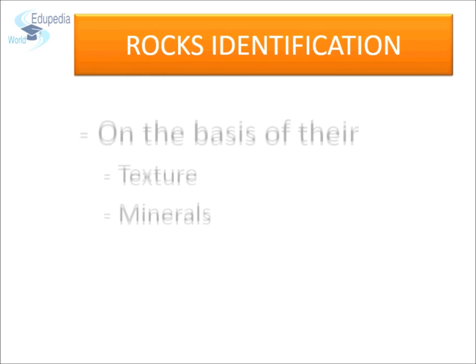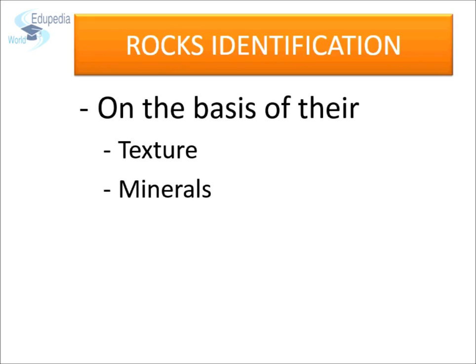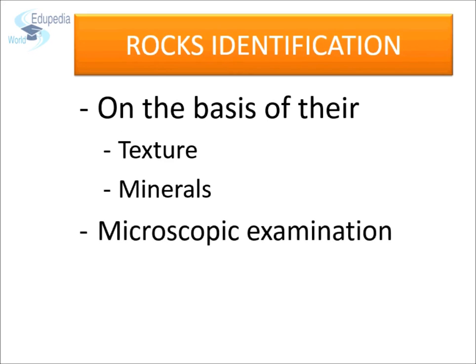Rocks may be identified in the field by constituent minerals and texture. The term texture is used to describe aspects such as size and shape of mineral crystals, as well as orientation and relationship of mineral crystals with each other. When identification with the naked eye is not possible, then the rocks are taken for microscopic examination. Following are some examples of how the texture of a rock is an important testimonial of its origin.